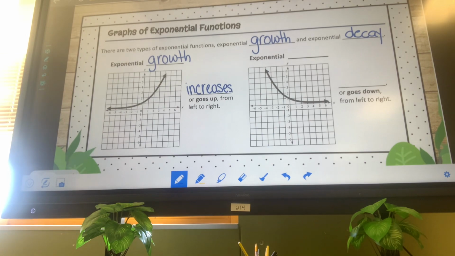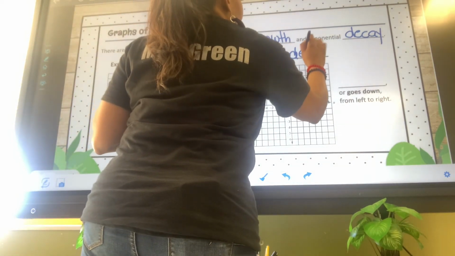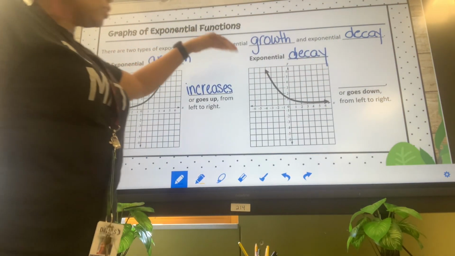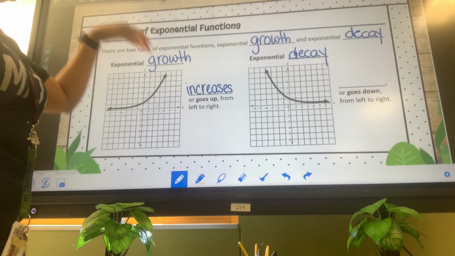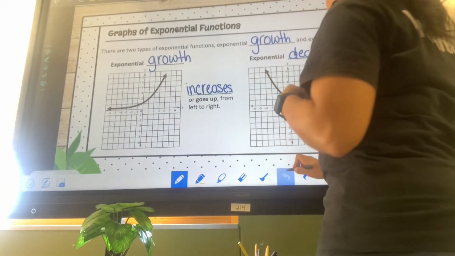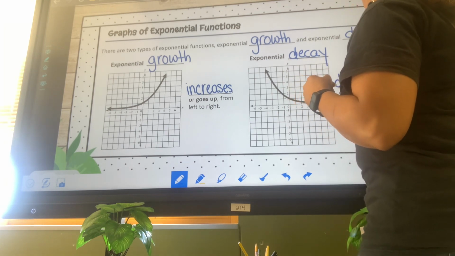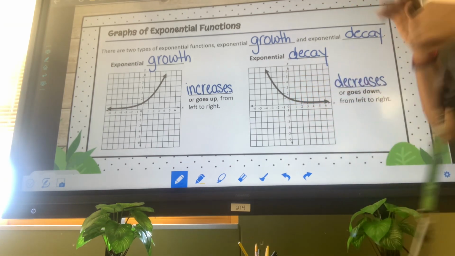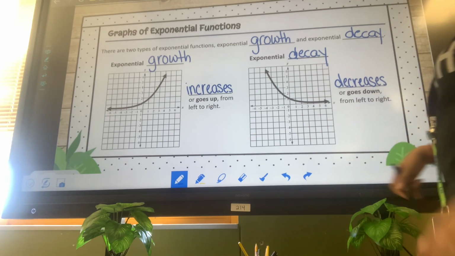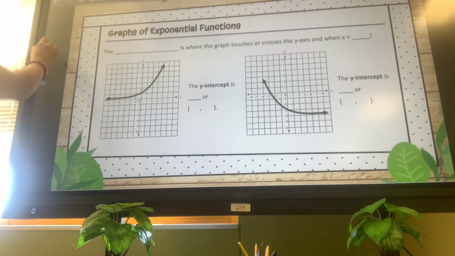Our exponential decay is the graph on the right. Notice as it goes from left to right, it drops down. So it decreases from left to right. Make sure you know what each one of them looks like, because you may be tested over just knowing what they look like.